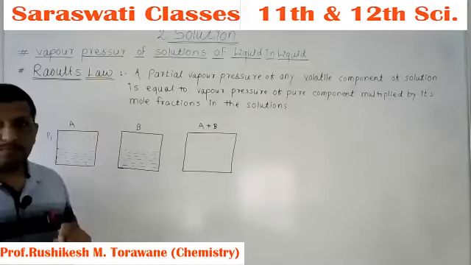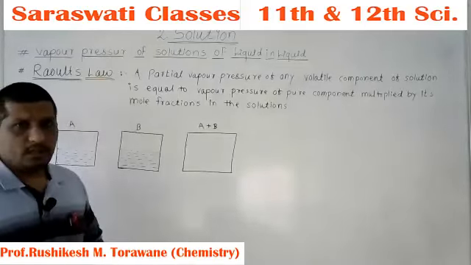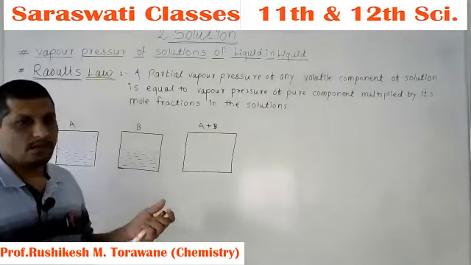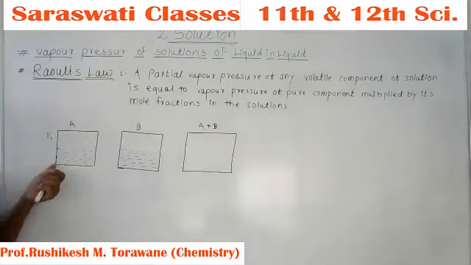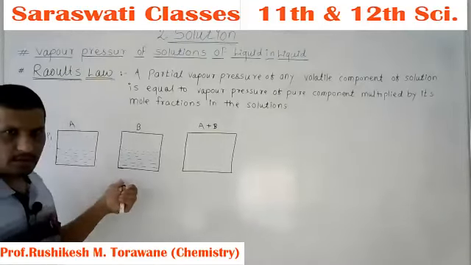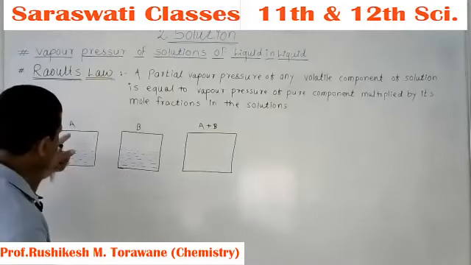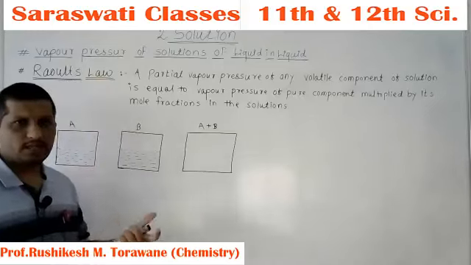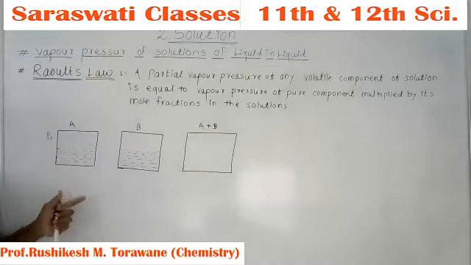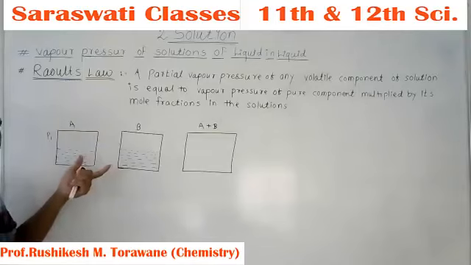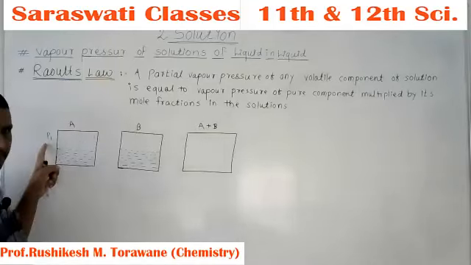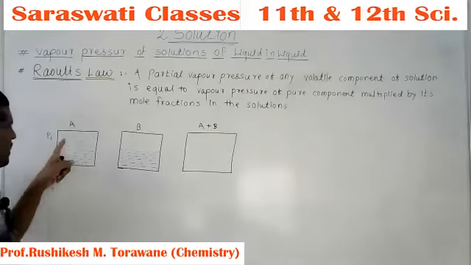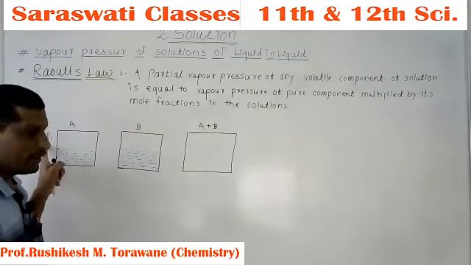In some books or guides, they show PA, P naught A, PB, P naught B. It depends on you; you can consider PA and PB also. But in our book, we represent P1 and P naught 1. Hence, I am getting here P1.